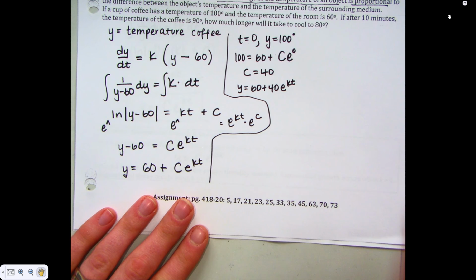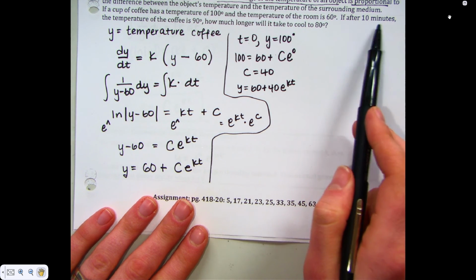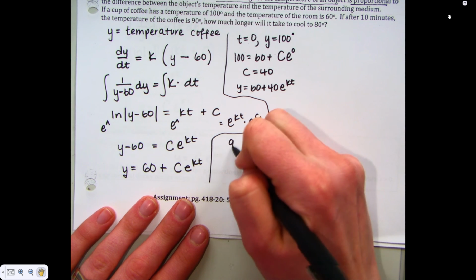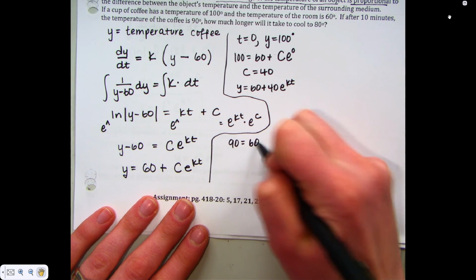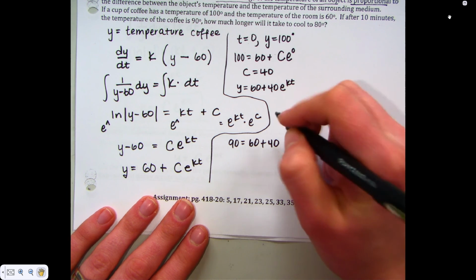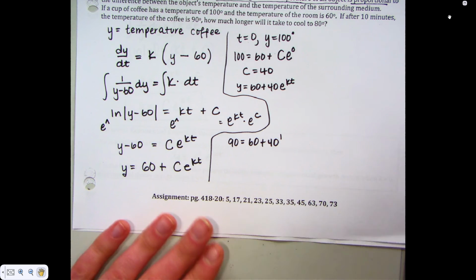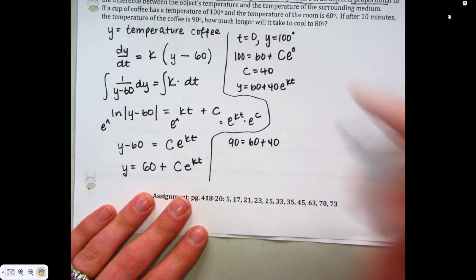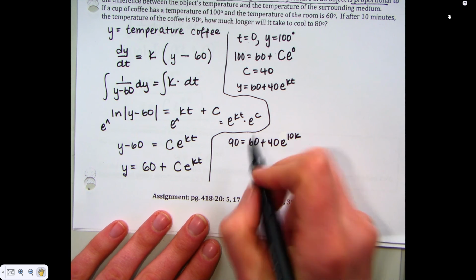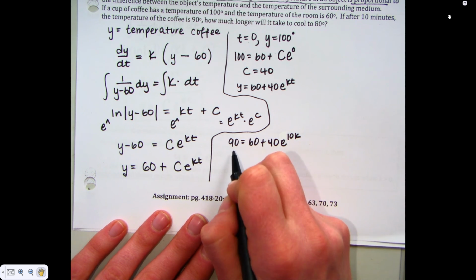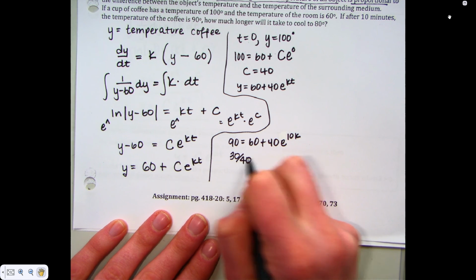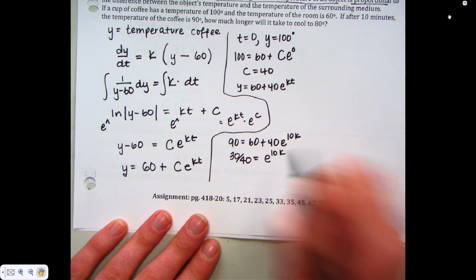And now I'll use the second data point, right? If after 10 minutes my temperature was 90 degrees, then I could plug in a 90 for the temperature, 60 plus 40, and my t being 10 minutes in, that's going to give me e to the 10 times k. So I'm going to isolate my variable first. I would need to subtract the 60. That would give me 30. But then I would divide by 40, and that is e to the 10 times k.